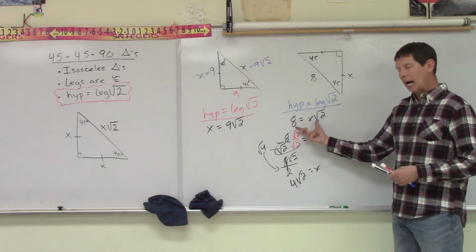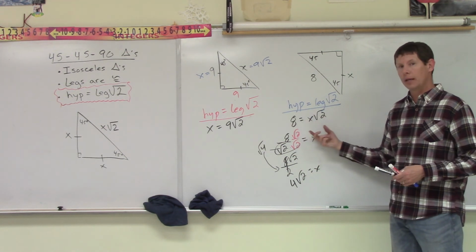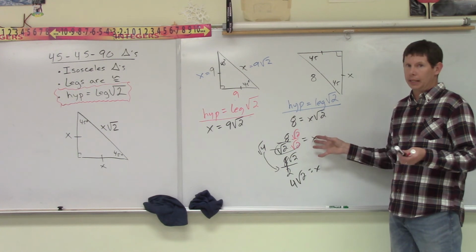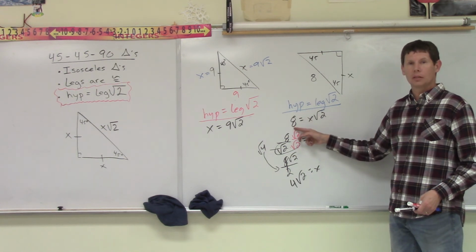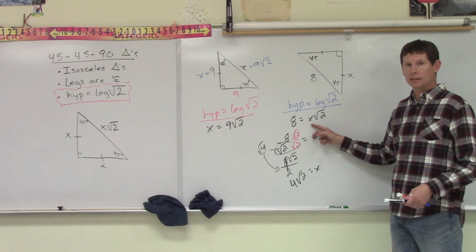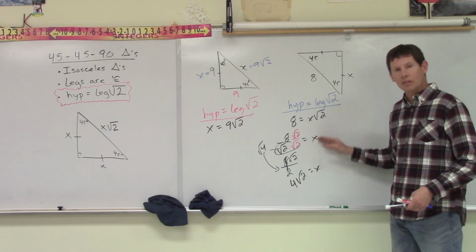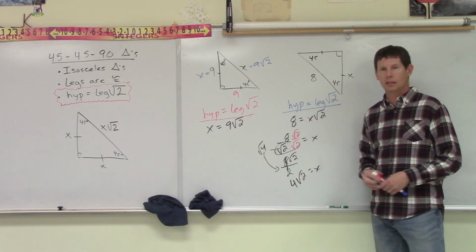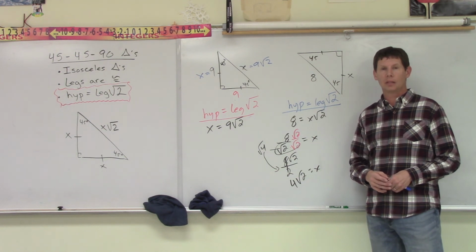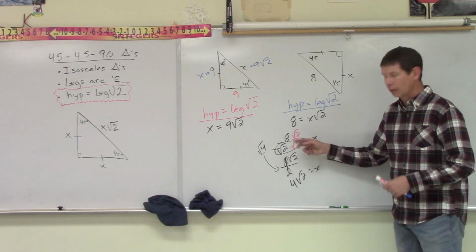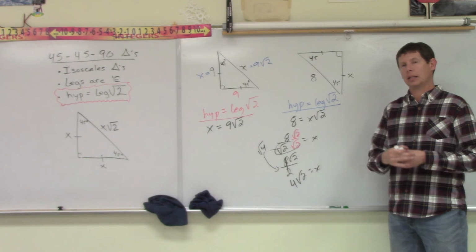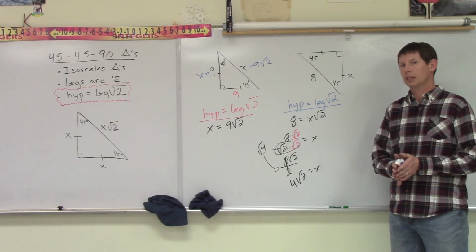So again, I see a lot of students that get the setup okay. They're like, yeah, I can identify my hypotenuse, I can identify what the leg is, I understand I have to divide by the square root of 2 to get the length of the leg by itself. So it's the radical part that we have to draw back on and think, how do we work with those again?